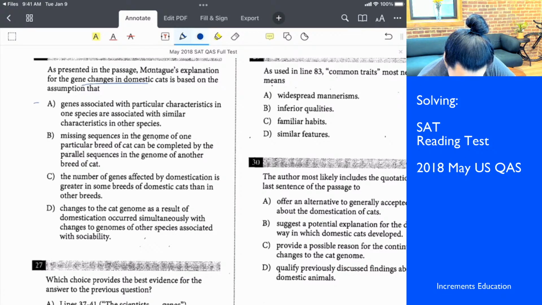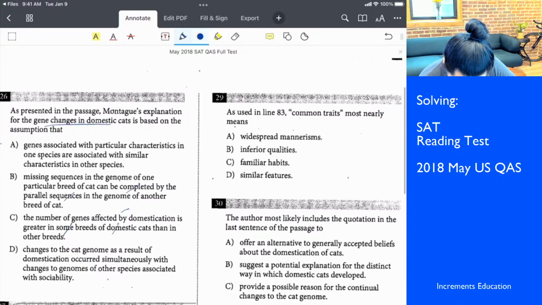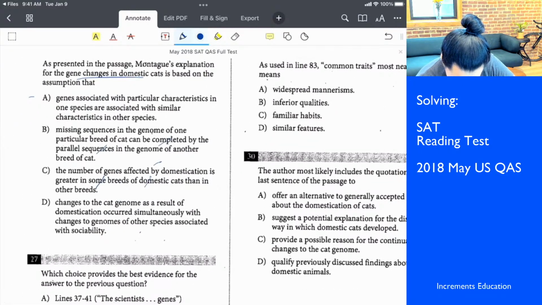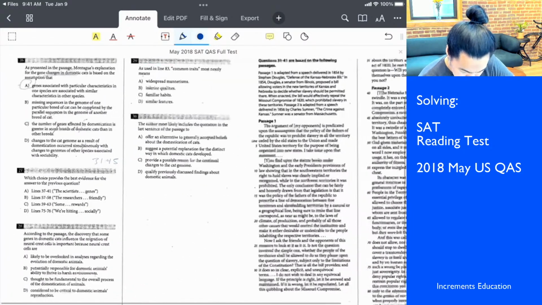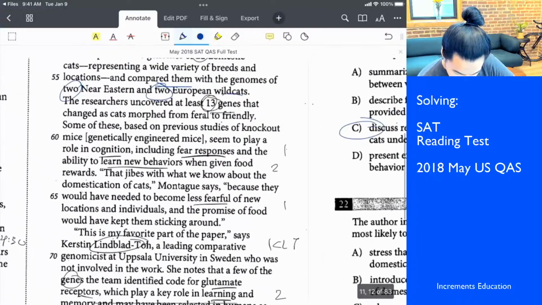Can be completed by parallel sequence? No. Some breeds of domestic? No, that's off topic. Changes to the simultaneously. No, that seems very off. Okay, I'm gonna find the evidence for this, but I don't know where to look. But I'm gonna look at the top right, so that's probably 57 to 76. Okay.